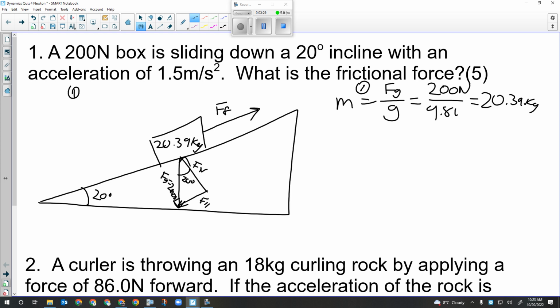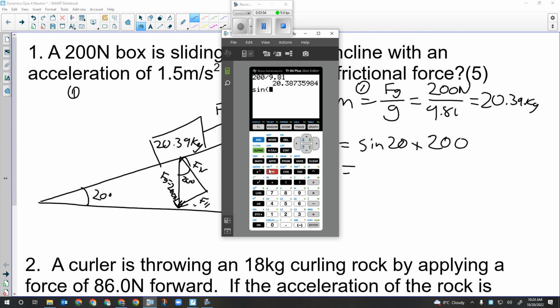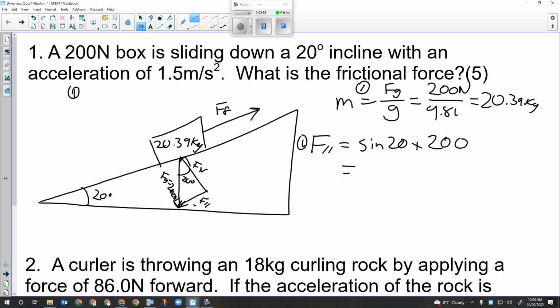The next thing I have to calculate is F parallel, which is the opposite side of the triangle. So F parallel will equal the sine of 20 times the force of gravity, 200. I'll get a mark for that as well. So our F parallel is 68.4 newtons, which then can go here.